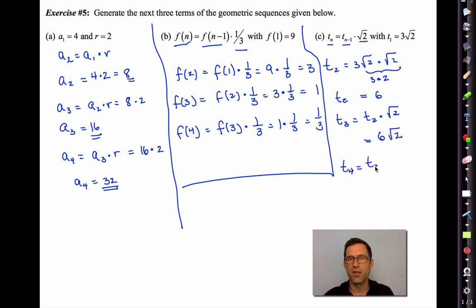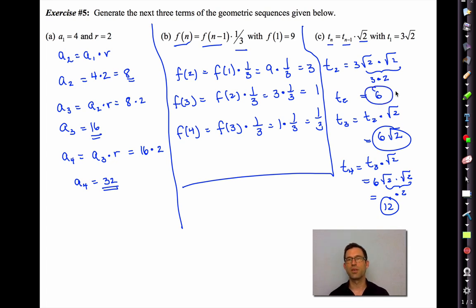T4 is going to be T3 times root 2. 6 root 2 times root 2. Again, root 2 times root 2 is 2. 6 times 2 gives me 12. That's kind of a cool sequence. All right. So, obviously, generating the values of either an arithmetic sequence or a geometric sequence, especially when they're defined recursively, is very easy.